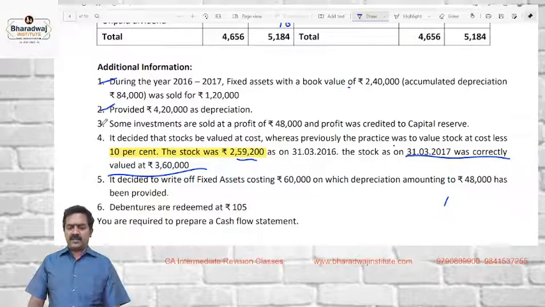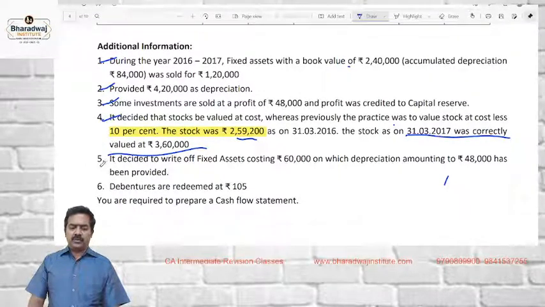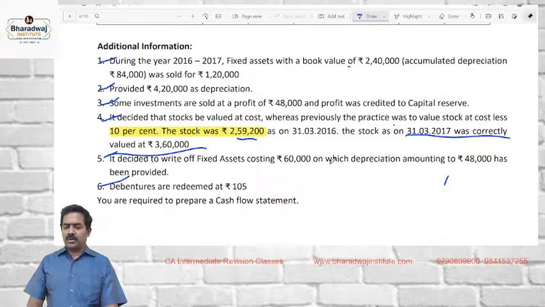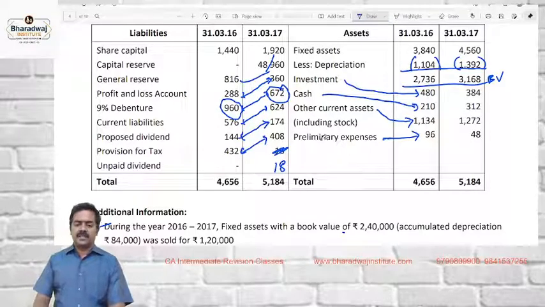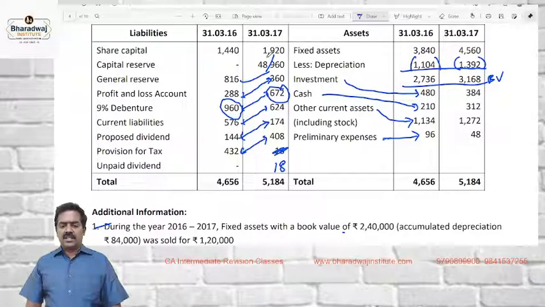We'll see. First we'll close all the adjustments. Adjustment number 1, 2, 3, 4, 5 is closed. Debentures are also closed. Now let us come to the adjustments. Let us come to the balance sheet items which are not having adjustments. Wait. Whether this capital reserve will affect your CFO?